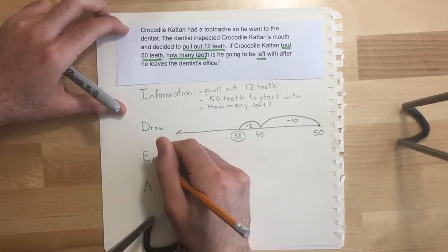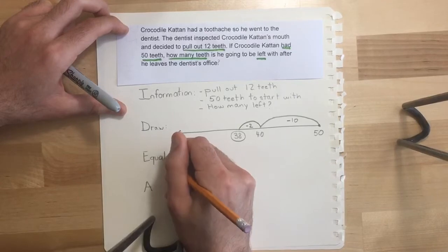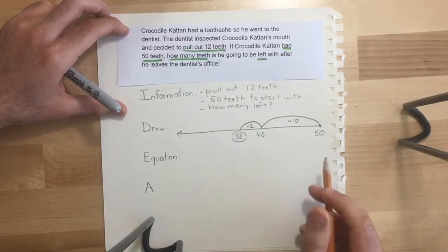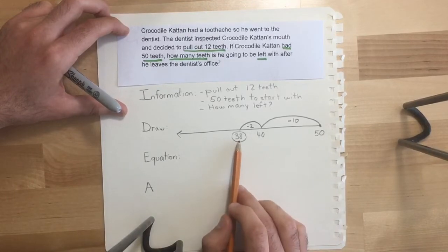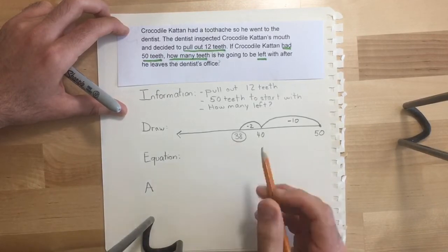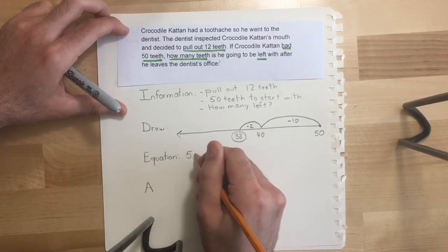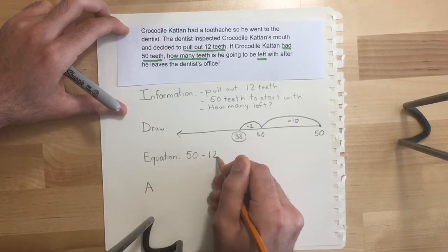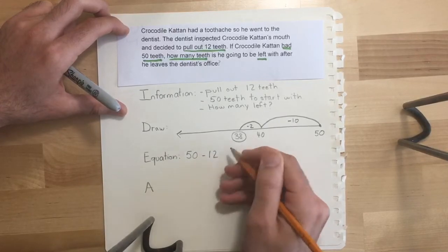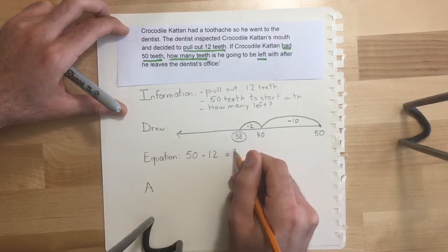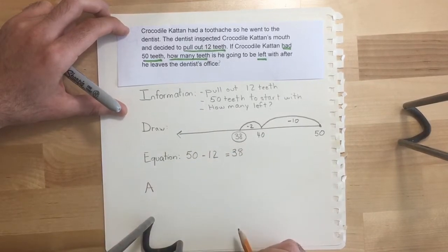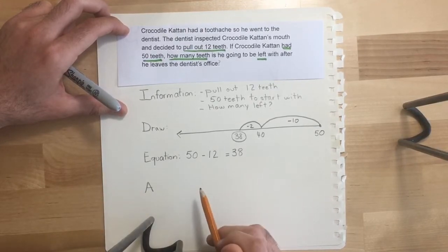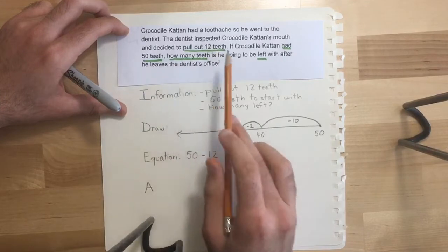E is for, do you remember? Equation. Do you remember what an equation looks like? So I'm going to represent my answer, 38, by drawing an equation. So at first, Crocodile Catan had 50 teeth. The dentist pulled out 12, so minus or subtract 12, ouch, equals 38. So your equation should look something like this. And it will be different depending on what numbers you have.